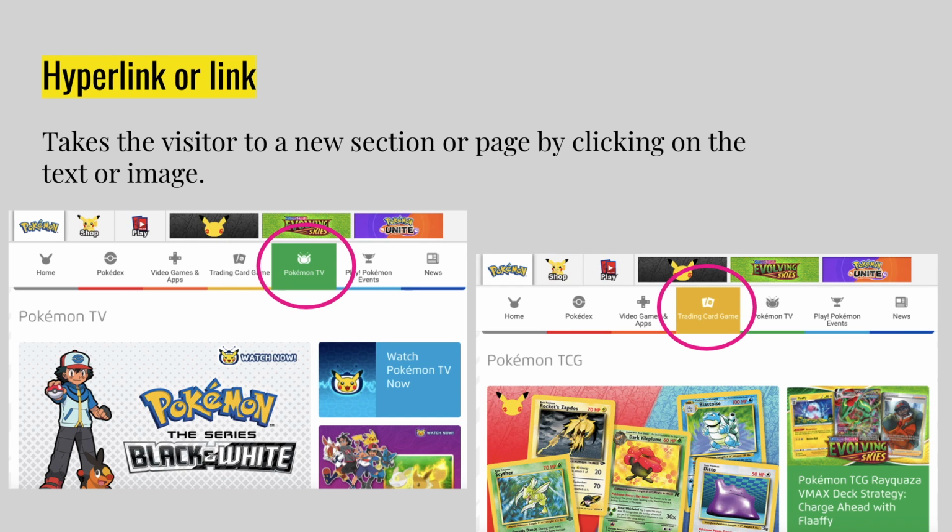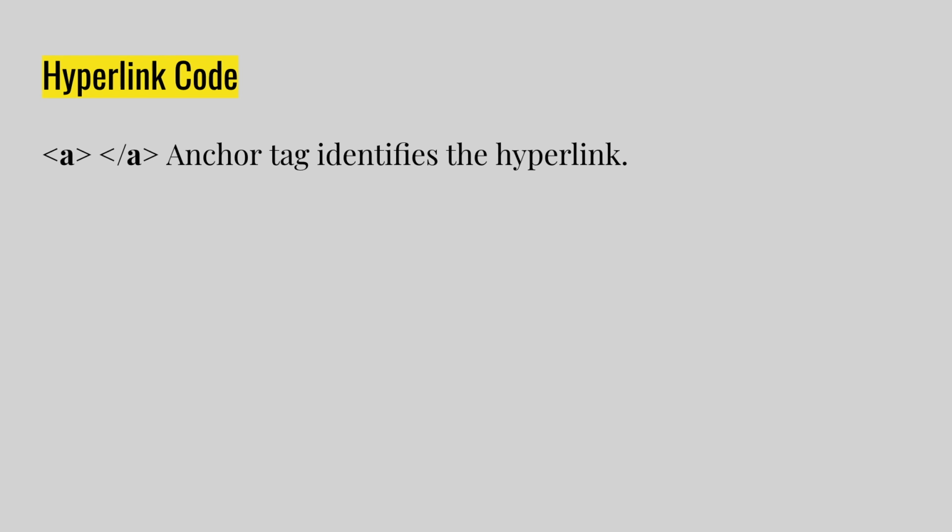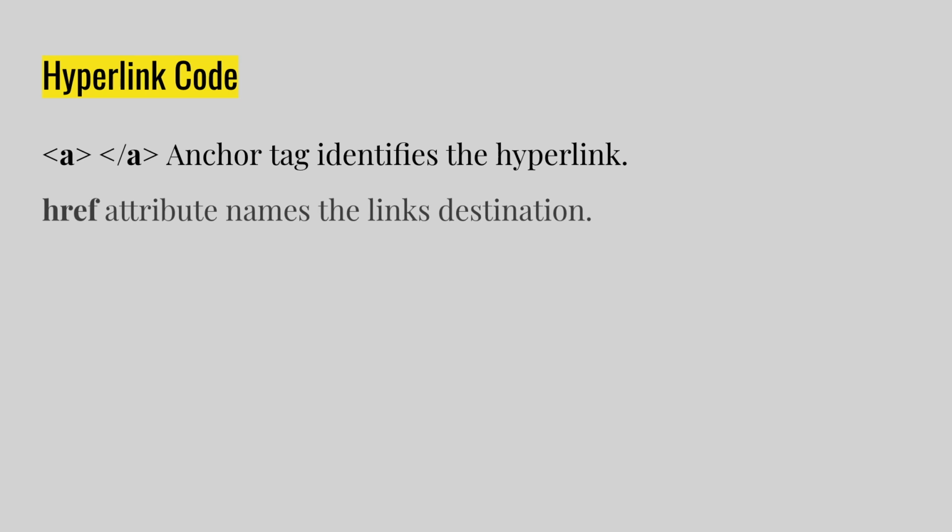Okay, so we are going to be taking our home page, our page 2, and our page 3, and we're going to be linking them to those specific pages. And we are going to learn how to code that up. Here's a hyperlink code. You will need an anchor tag, which identifies the hyperlink. And you will also need an href attribute, and that names the link's destination. And here's an example of what coding that up would look like.